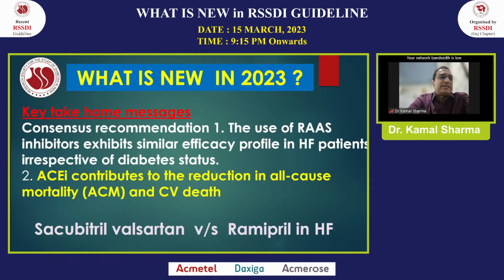Next slide. So neprilysin inhibition is also mediating the dilatation, apart from the ARB action through the valsartan. The guideline recommendation from the consensus point of view is use of RAS inhibitors exhibiting similar efficacy in heart failure irrespective of diabetic status, and ACE inhibitors contribute to the reduction of all-cause mortality. As for the choice between sacubitril valsartan versus ramipril in heart failure, the consensus states that you can use either, but now we have strong evidence emerging for ARNI with regards to the initiation of this therapy, for patients who are already on ACE or ARB to be switched, as a class 1 recommendation by the ESC. Next slide.